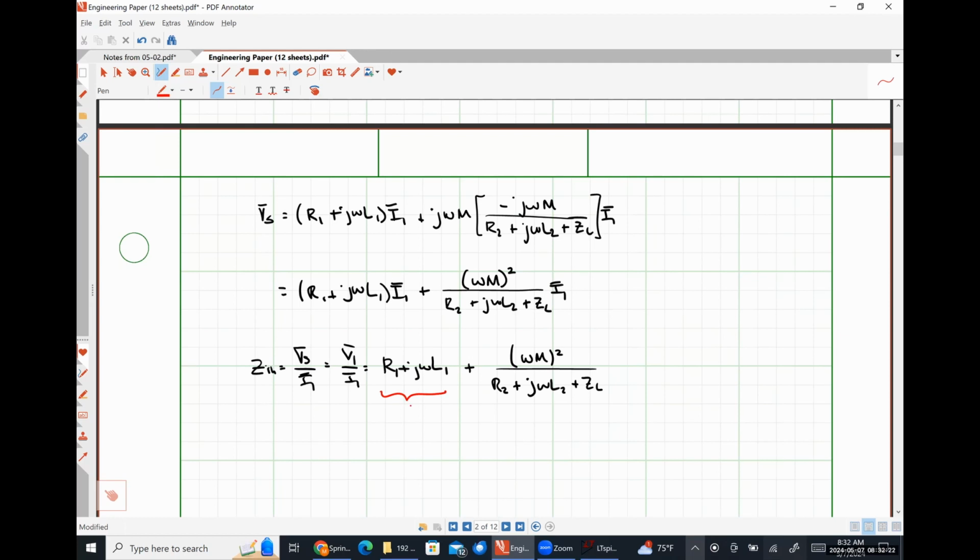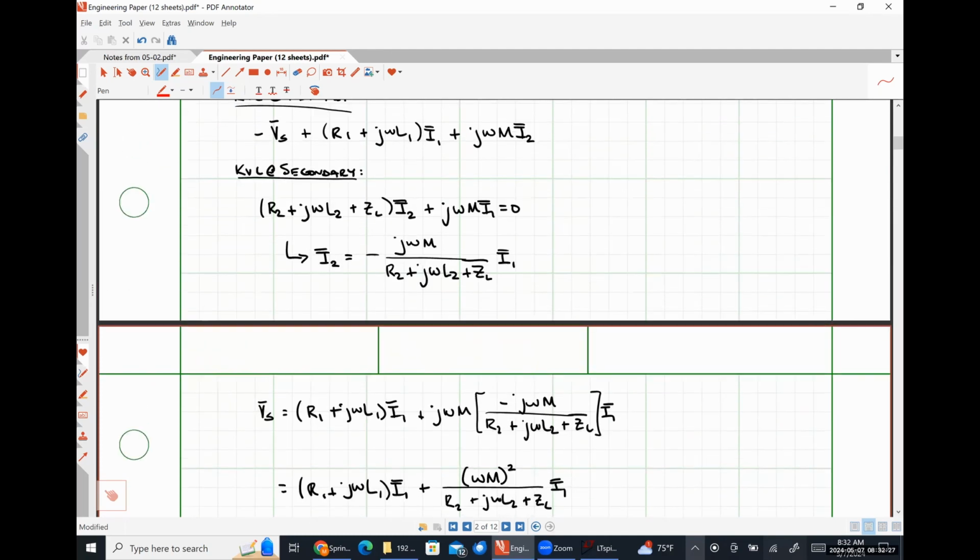What does this bit here, R1 plus J omega L1, represent? Let's scroll back to our circuit.